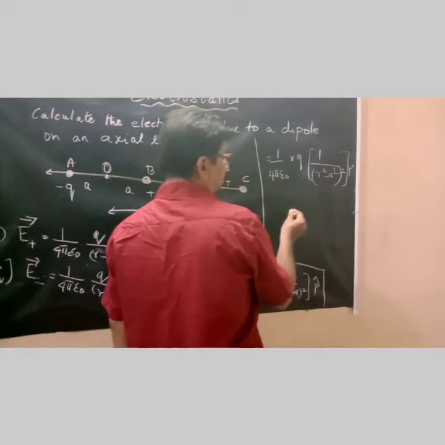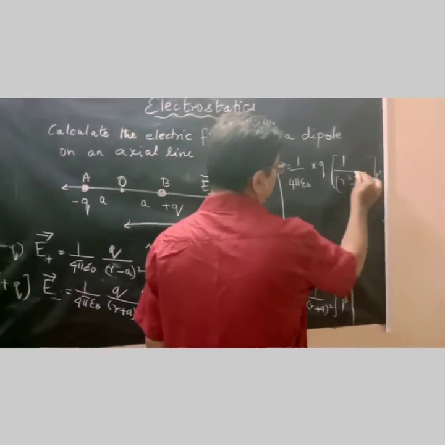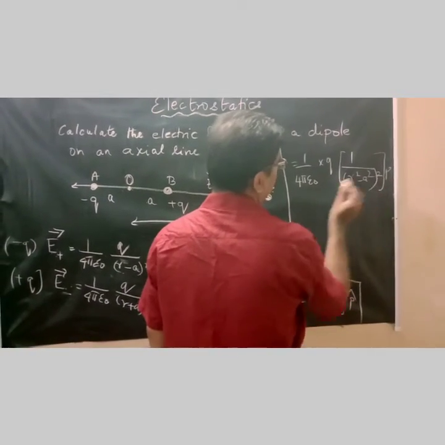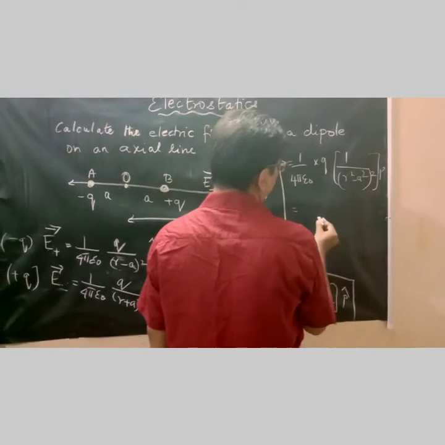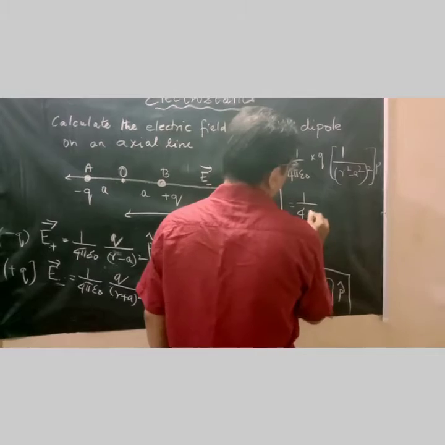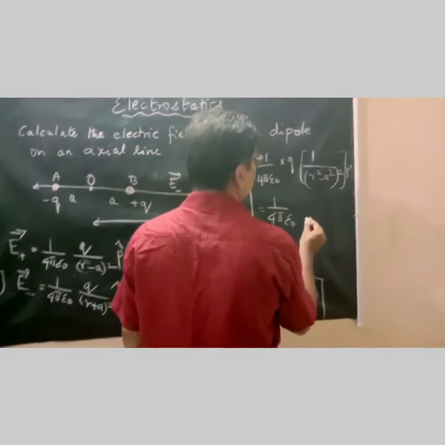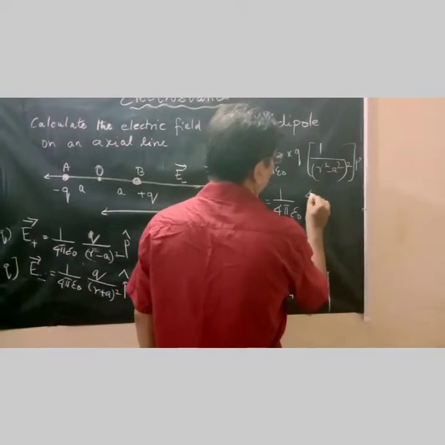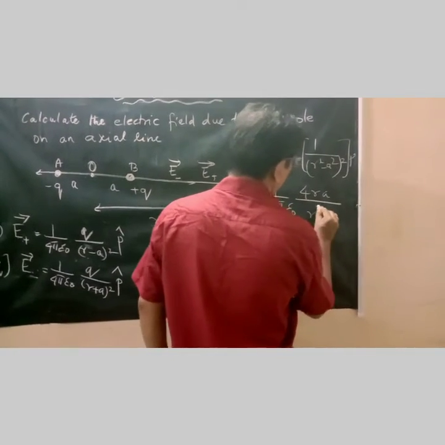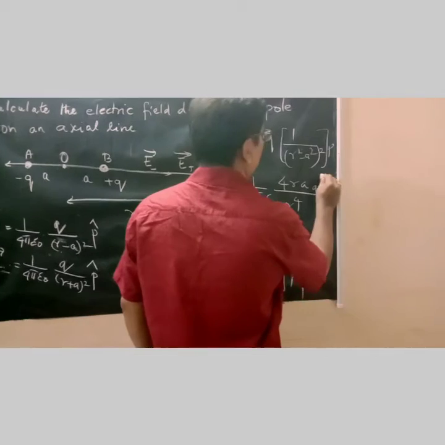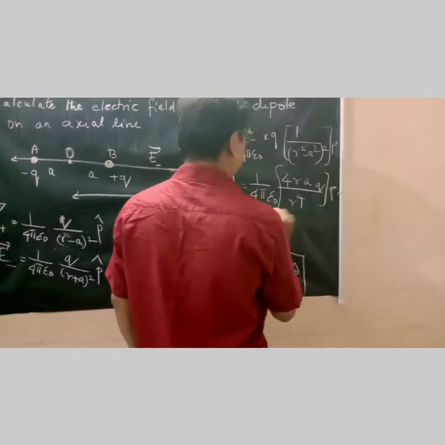Now this A, since R is very much greater than A, is negligible. Therefore, we don't consider this A. Now here, when we simplify this, it leads to the answer 1 by 4 pi epsilon naught into 4 R A, where by R to the power of 4 Q into P.